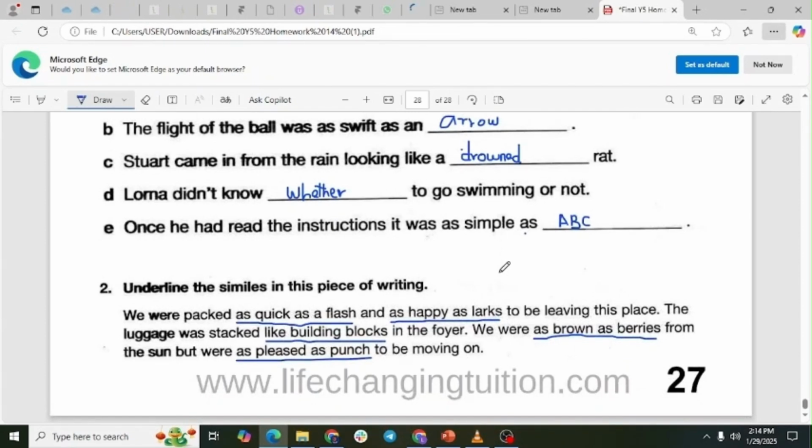Question 2. Underline the similes in this piece of writing. We were packed as quick as a flash and as happy as larks to be leaving this place. The luggage was stacked like building blocks in the foyer. We were as brown as berries from the sun, but were as pleased as punch to be moving on. As quick as a flash, as happy as larks, like building blocks, as brown as berries, as pleased as punch.